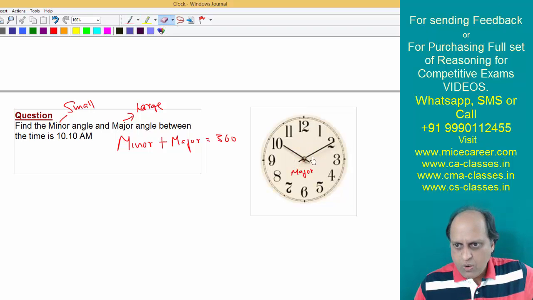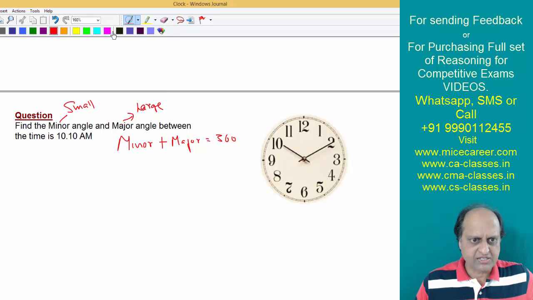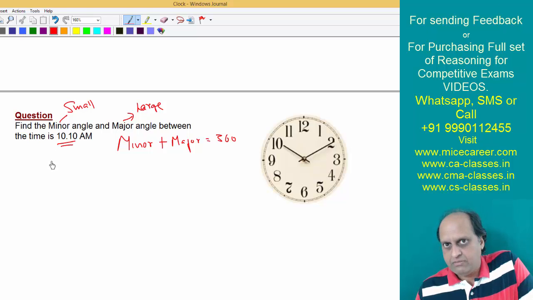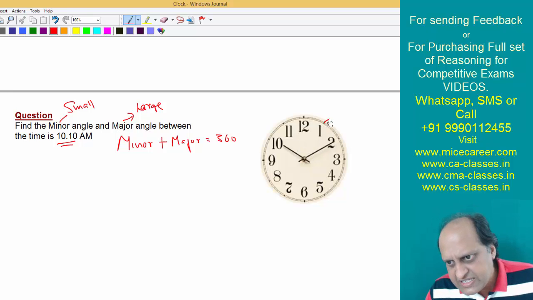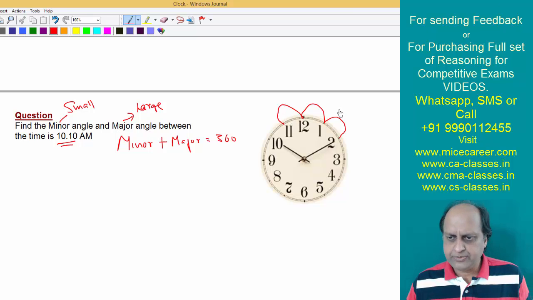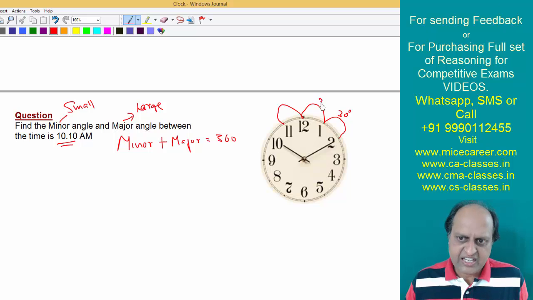Now let me see what the answer is for this. It is saying the time is 10 minutes past 10 a.m. in the morning. So what is the angle? I have to tell this angle. Now look. This is a complete 5-minute space. This is a complete 5-minute space. And a 5-minute space is equal to 30 degrees. So this is 30, this is 30, this is 30.